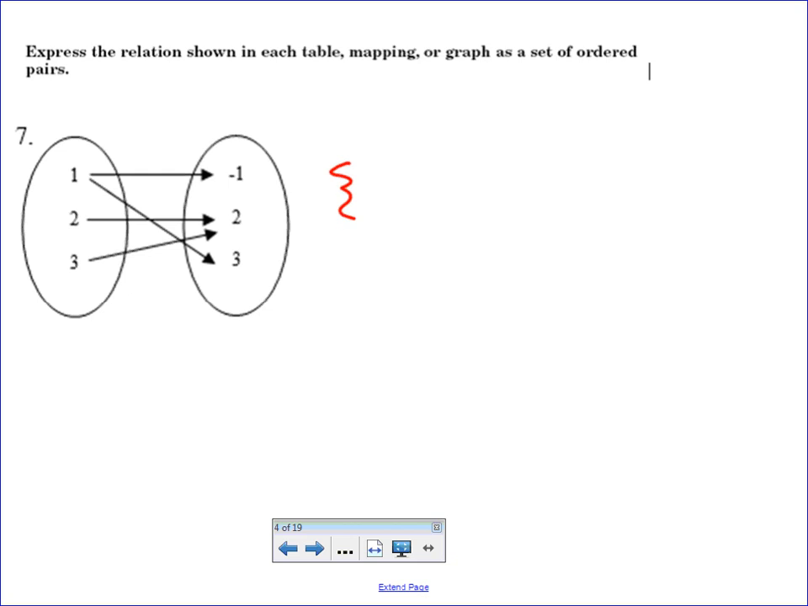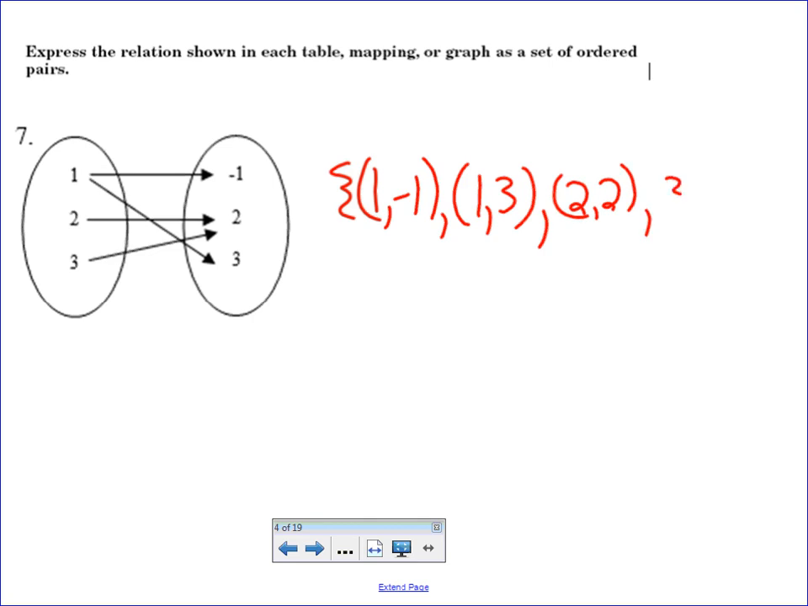All right, let's try it again. So we go 1, -1, then 1, 3, because look at this, 1 goes with -1, then 1 goes with 3. Incidentally, that would mean that this relation is not a function, because for that x there are 2 y's. Then we'd have 2, 2, and 3, 2. And we would use the brackets to close the set.